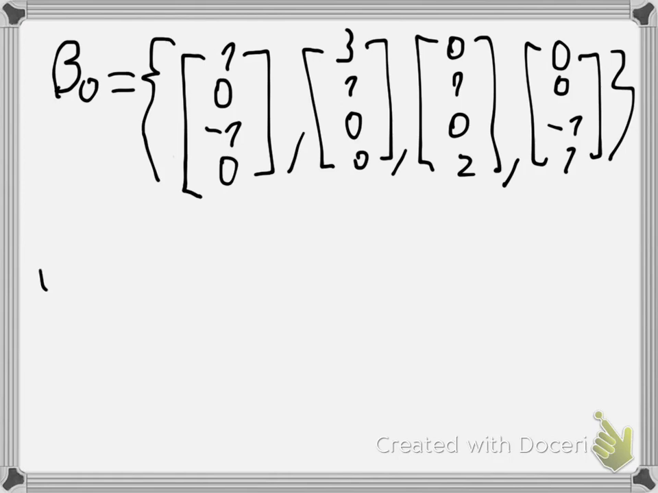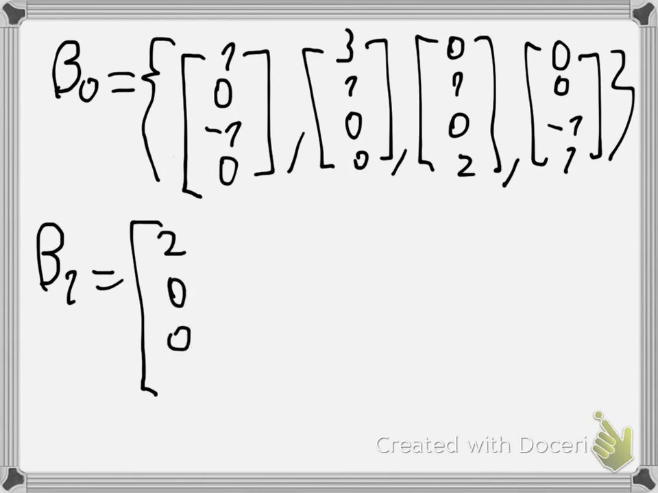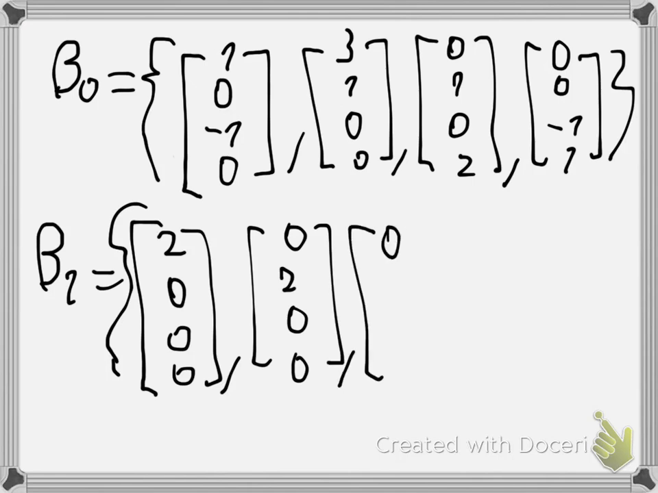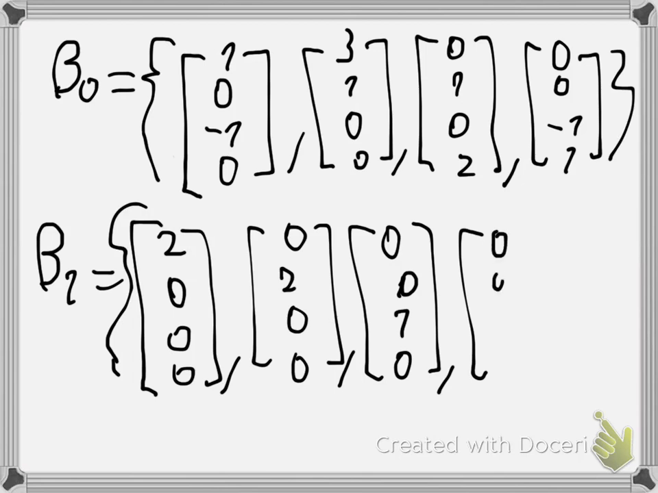Then my new basis B1 is equal to 2, 0, 0, 0. That's my first vector. 0, 2, 0, 0. 1, 1, 0, 0, 1, 0. And 0, 0, 0, 3.